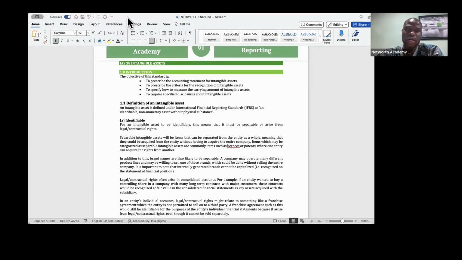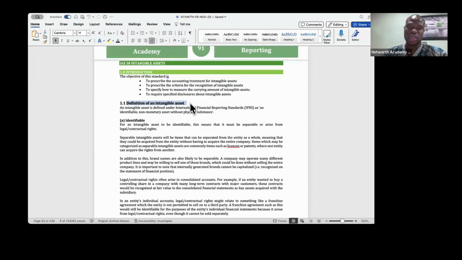Now, what do we want to look at in IAS 38? We're going to look at the accounting treatment for intangible assets. Then we're going to look at the criteria for recognition of intangible assets. We'll look at how to determine carrying amount. And also, we will look at disclosures about intangible assets. So the first thing we need to identify and understand is what an intangible asset is.